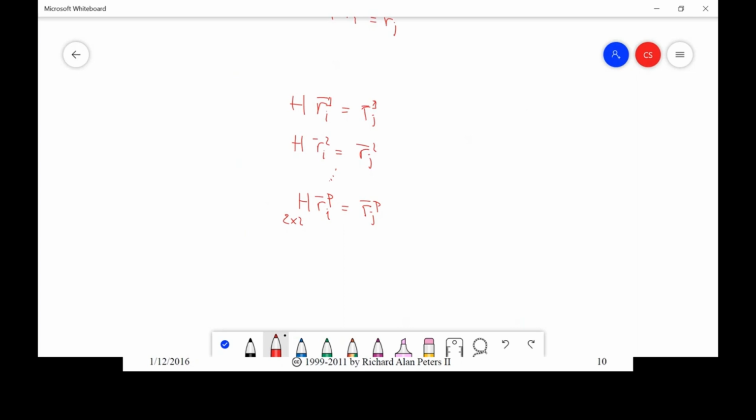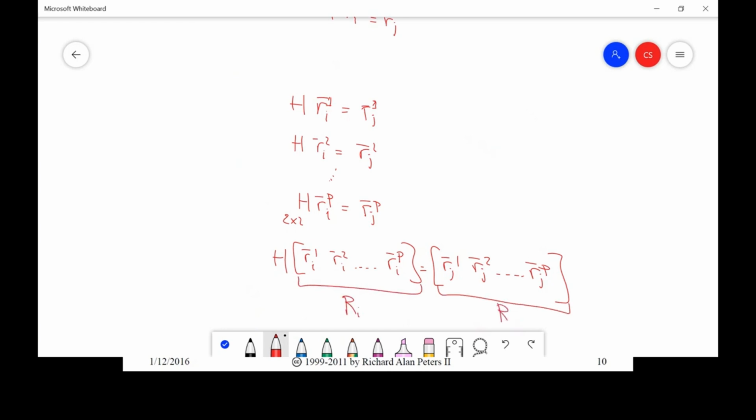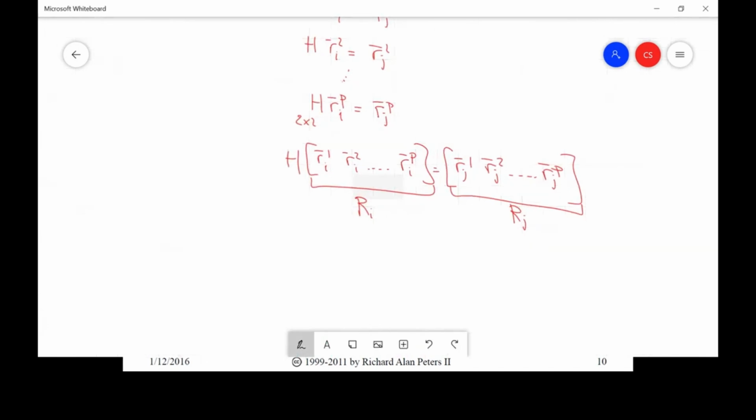Okay, so let's do that. What we will do is summarize all that into a matrix. So I can say Ri1, Ri2, ..., Rip. And this has to be equal to the matrix formed by these vectors Rj1, Rj2, ..., Rjp. So I have a matrix for Ri, and a matrix for Rj. And then my equation system is of this form: H times Ri must be equal to Rj.